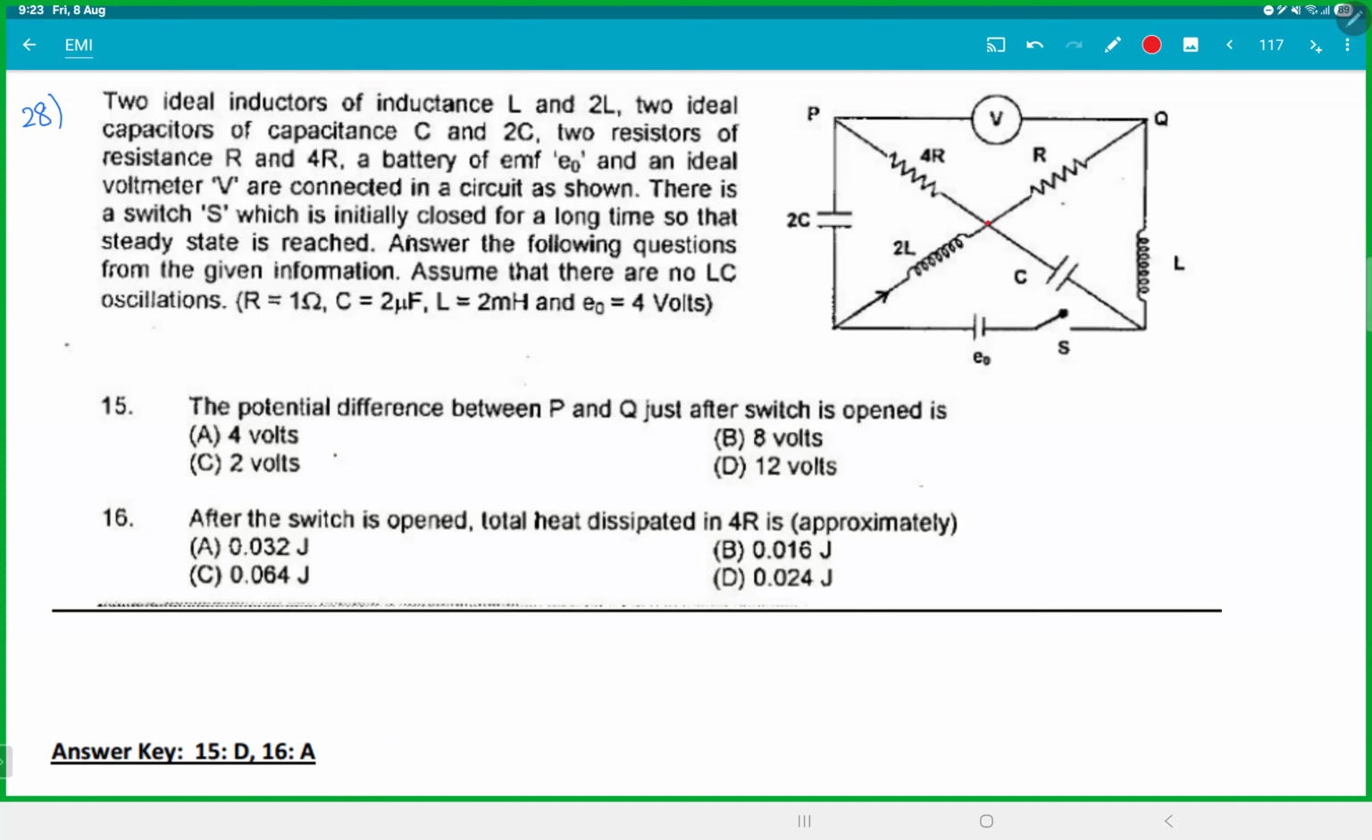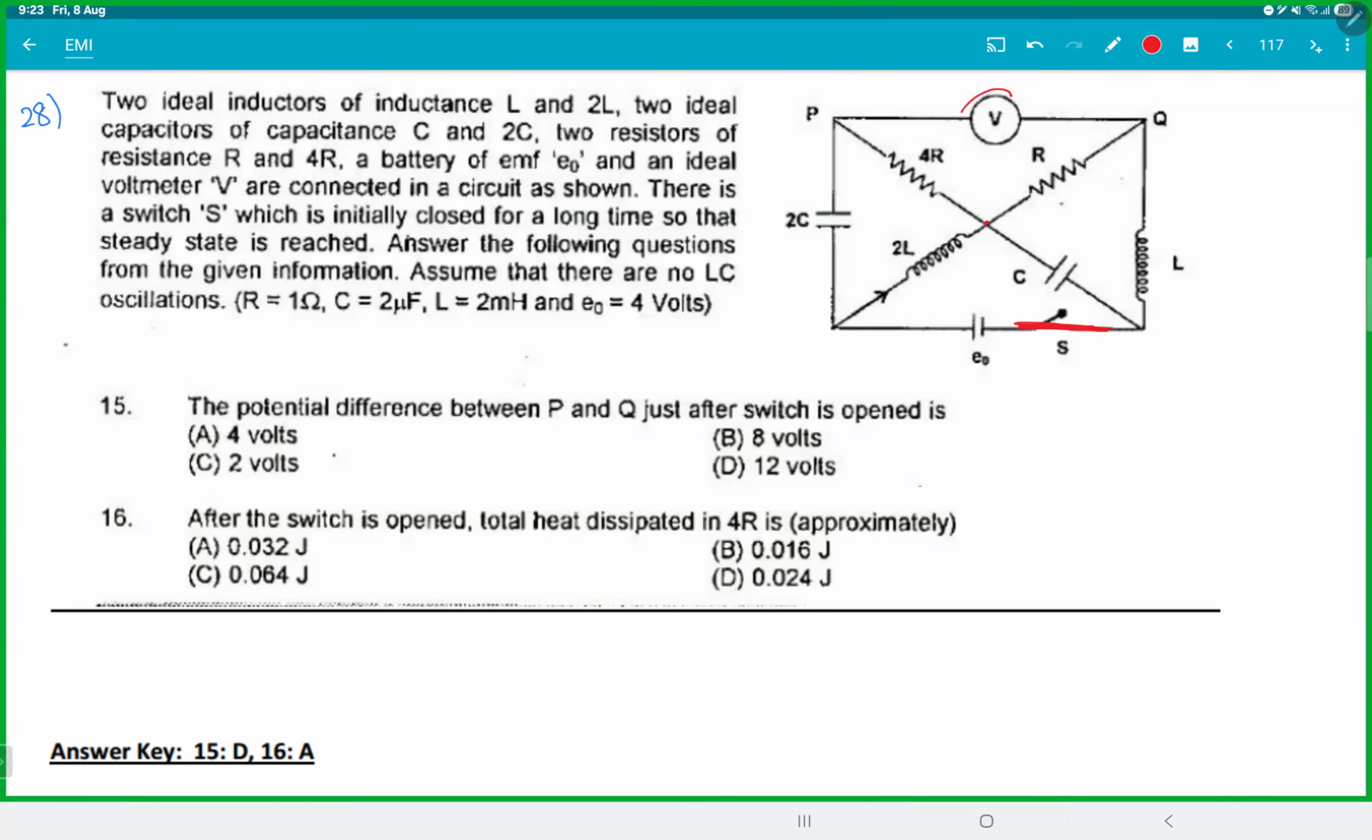Someone's typing the wrong answer. See what is happening. So initially the switch was closed for a long time. If you close it for a long time, what will happen to the inductors? They become wires. What will happen to the capacitors? They become open circuits. And remember, this is an ideal voltmeter. An ideal voltmeter will have infinite resistance, so there'll be no current in this branch anyway.